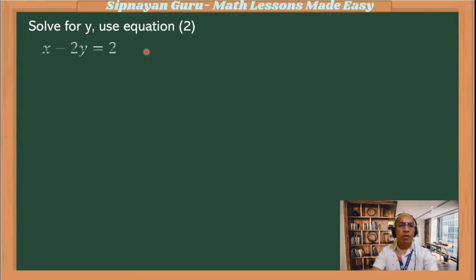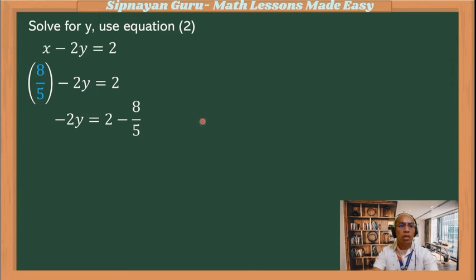Solve for y, using equation number 2. Our equation 2 is x minus 2y is equal to 2. So our x is 8 over 5, then minus 2y is equal to 2. Then transpose. So negative 2y is equal to 2 minus 8 over 5. The LCD is 5. So cross multiply: 2 times 5 is 10, then minus 8 times 1 is 8. So this would be 10 minus 8 all over 5.